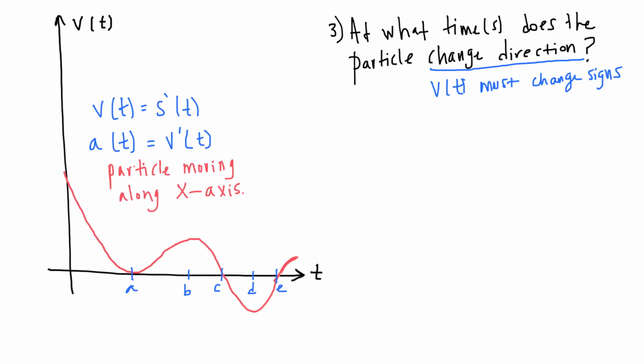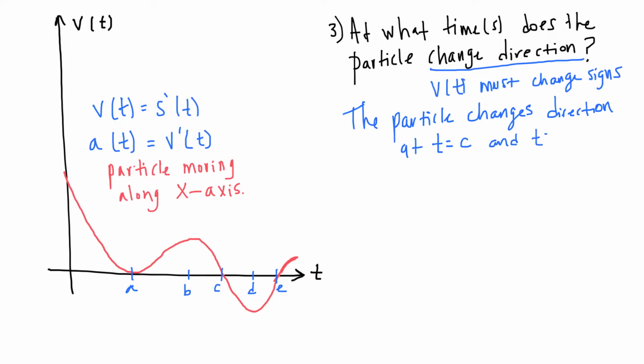So we can answer the question and say the particle changes directions at t equals c and t equals e, because you can justify it a couple of ways. You can say because the velocity changed signs at those points, or you can say because the velocity changed from positive to negative at t equals c, and from negative to positive at t equals e. Remember to always answer in a complete sentence. I'm just going to say because the velocity changed signs at those points.